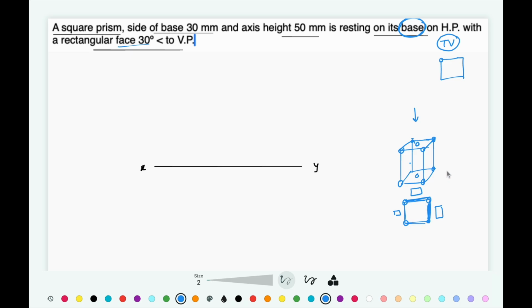Okay, so while drawing the square in the top view, we need to draw one of the sides of that square 30-degree inclined to VP. So what I'll do, I'll draw one line inclined at 30-degree, and on that 30-degree inclined line, let's construct a square of the given dimension. What is the given dimension? 30 mm side. So let's say this is the square 30 by 30.